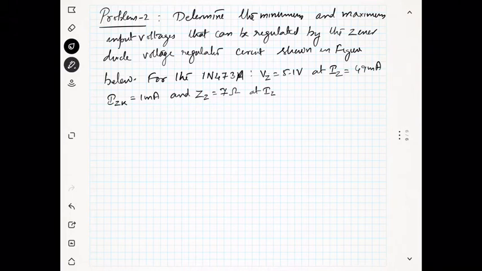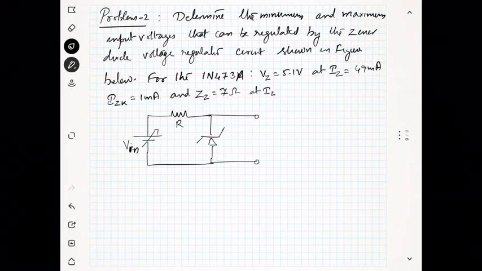So before the solution, I will give you the circuit diagram. It is Vin, not Vz. Vin is changing, and R is given, with the Zener diode. You can see the Zener diode is in reverse bias now, and we will be taking the output here. Now we want to find the maximum Vin we can give and the minimum Vin that we can give.